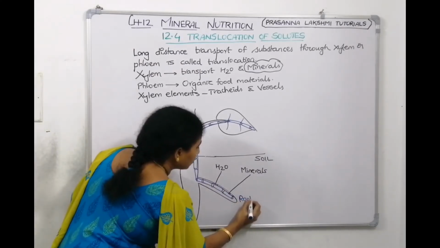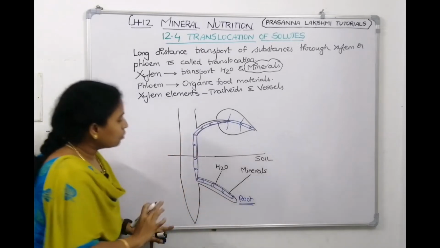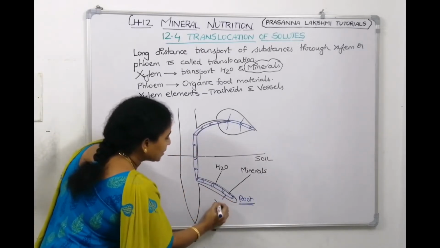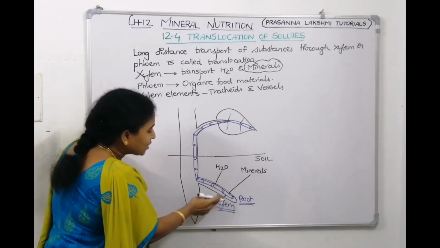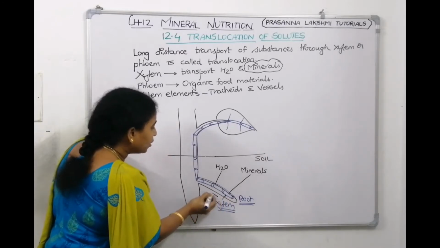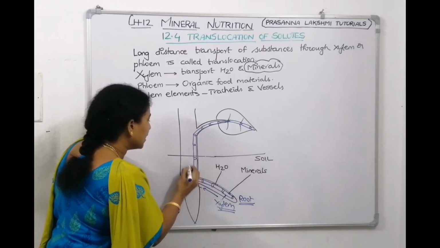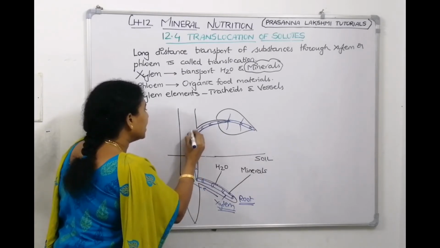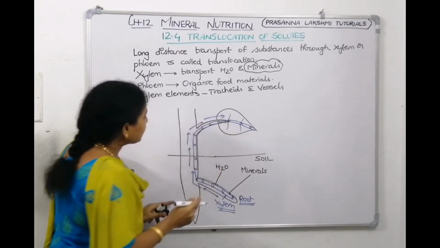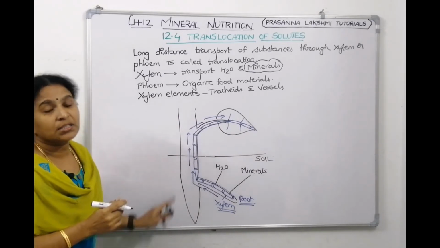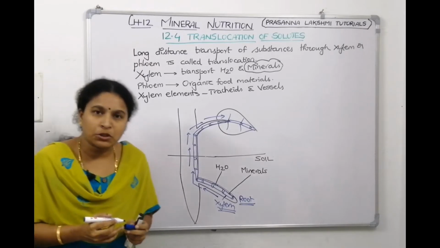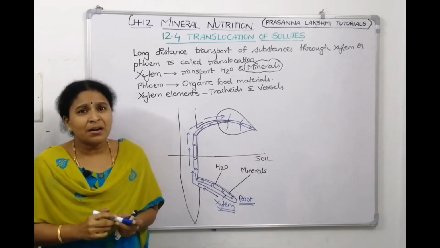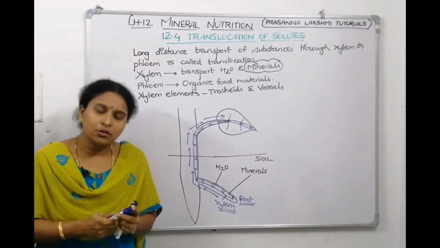So the minerals and water are absorbed by the root. This is a root. After reaching the root, where has it reached? It has reached the xylem. And this xylem is translocating that water and minerals in this direction. Ascending or descending? It is ascending. Water is taking an ascending stream, so in the form of minerals also, in the form of salts also. So we can say mineral salts are translocated through xylem.